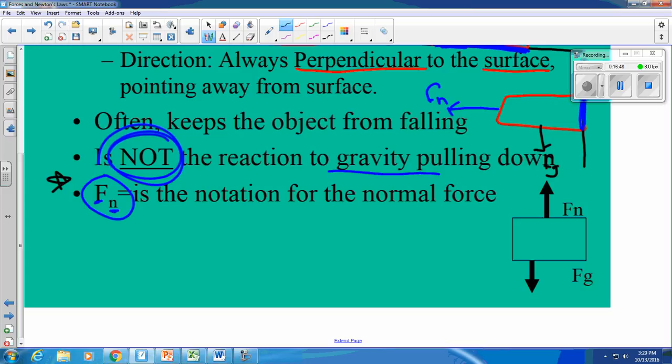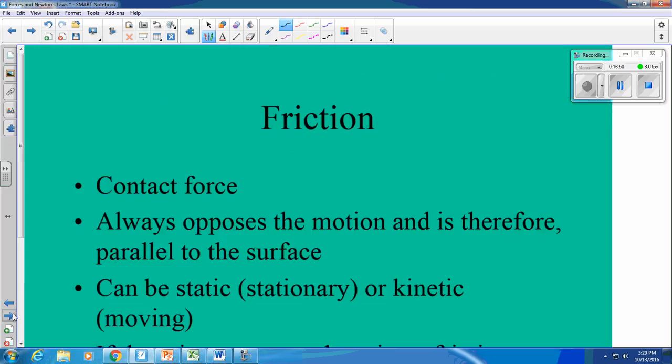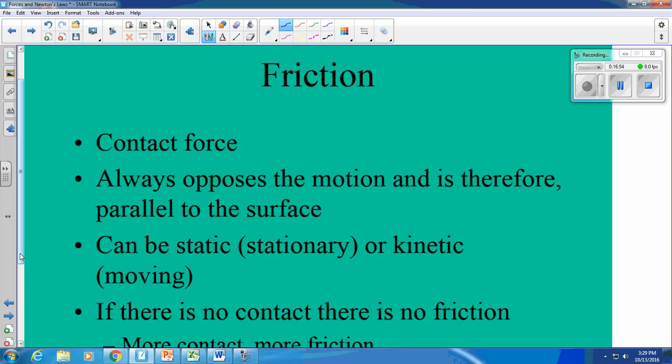Okay? Normal force. Another force you need to know, which hopefully you do by this point in your life, is the frictional force. Once again, you should know friction is a contact force. If two things are not touching, there is no friction between them. If they are touching, there is friction. It is, again, a contact force.